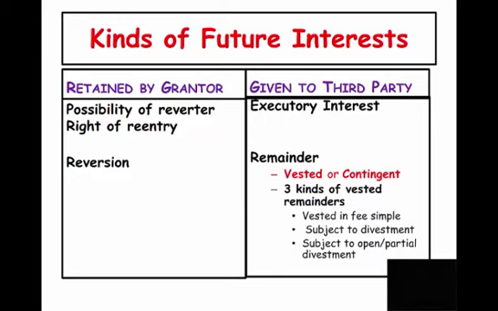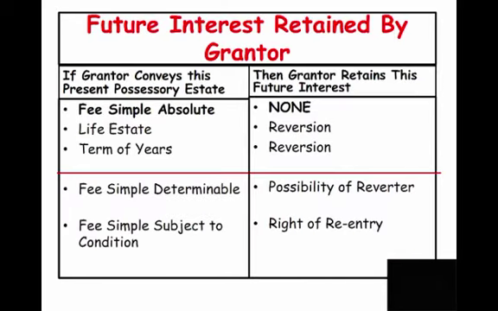Other interests that can follow a fee simple determinable would be the possibility of reverter if the interest is retained by the grantor, and executory interest if given instead to a third party. And a fee simple subject to condition subsequent is followed by a right of re-entry if that right is retained by the grantor, and again by an executory interest if it is given to a third party. So I've made a chart to help you sort these interests out.